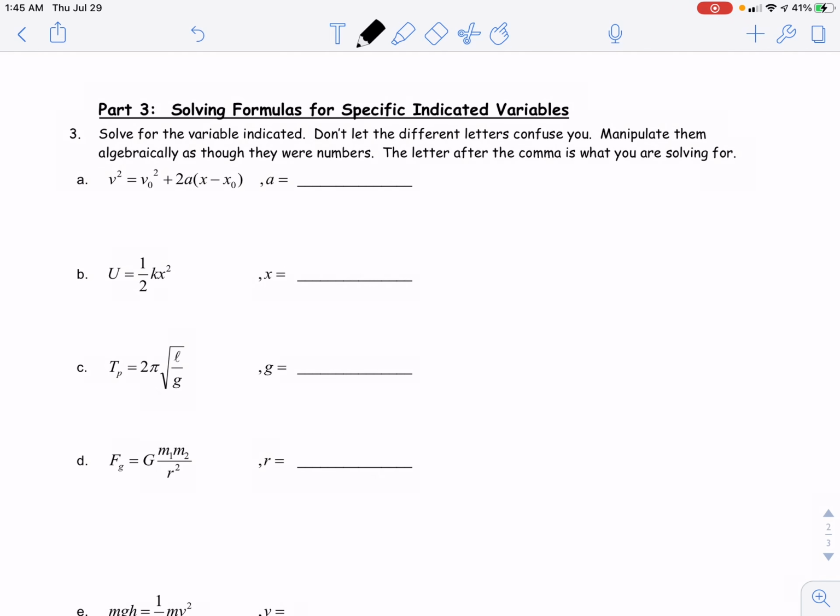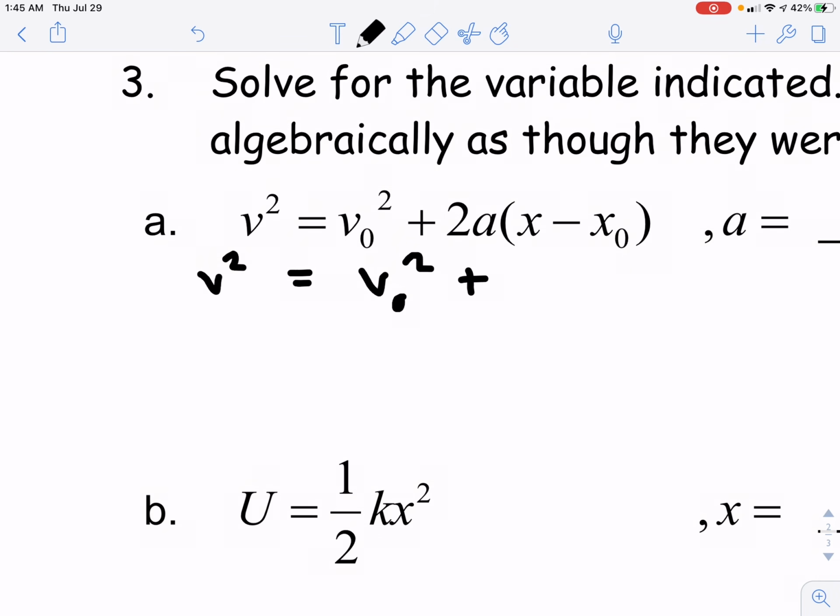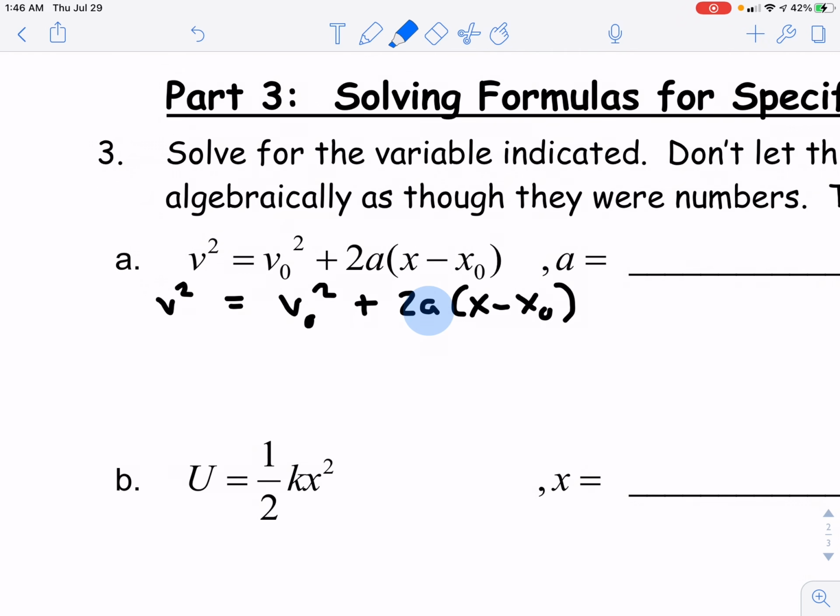Let's begin. We are going to algebraically manipulate these equations and isolate for the indicated variables that are shown after the comma. Before we start anything, let's start by recopying the equation. V squared equals V naught squared plus 2 times A times the quantity x minus x naught. Now you're trying to solve for A, which means you have to get rid of V naught squared, 2, and x minus x naught.